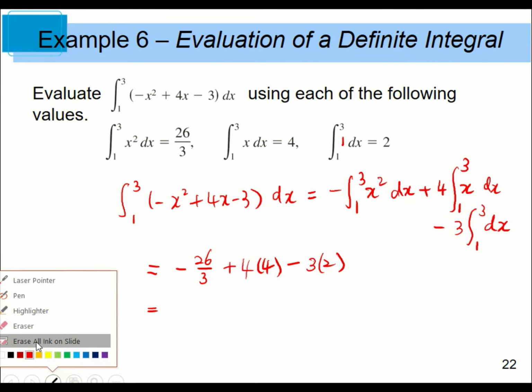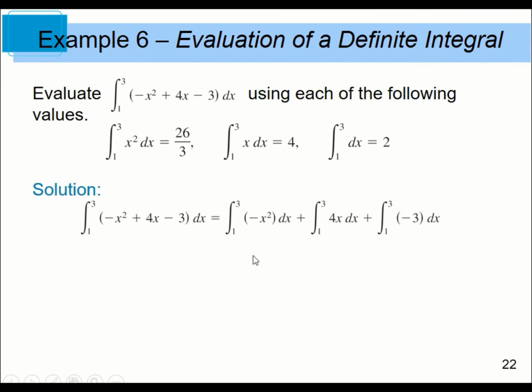Let's take a look at the formal answer. First we split this, then take out the negative, take out the 4, and take out the negative 3. So this one is 26 over 3, this is 4, and this is 2. And solve this one, the answer is 4 over 3.